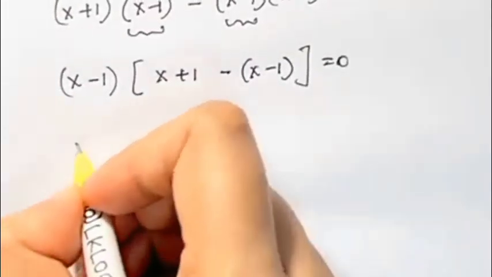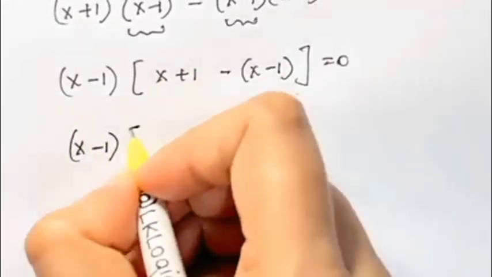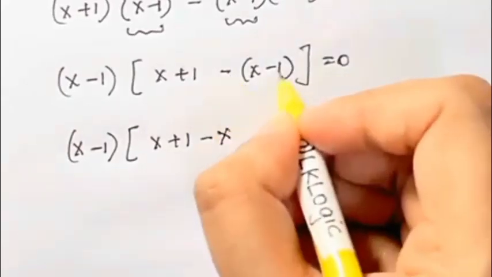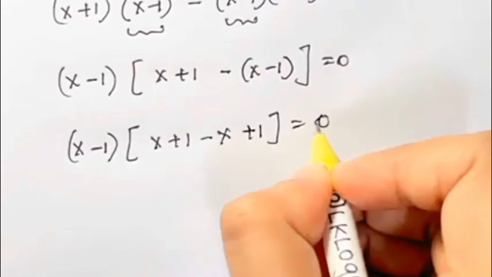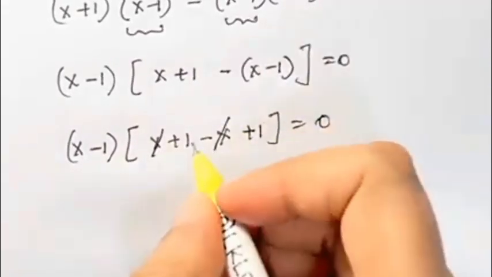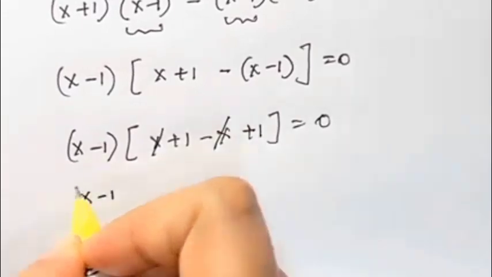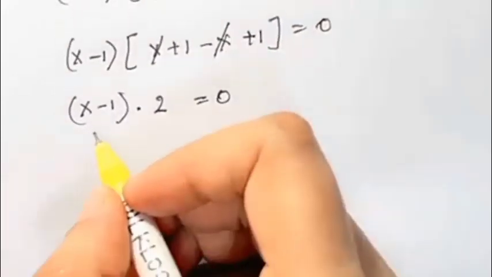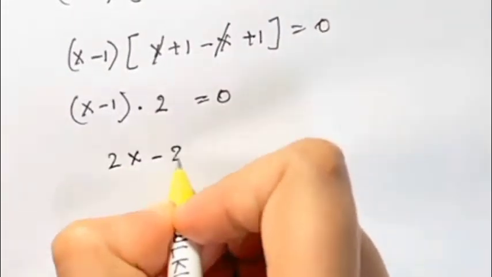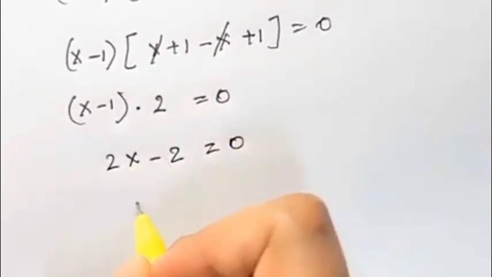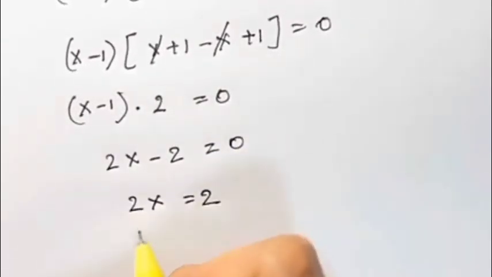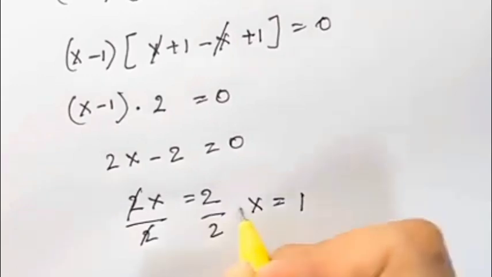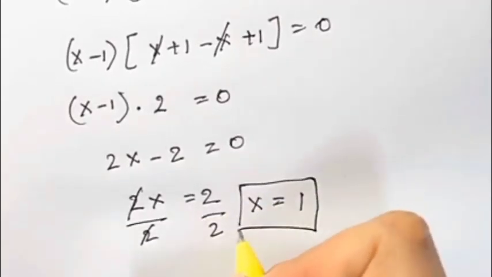Now, (x − 1) times (x + 1) minus into plus minus x, minus into minus plus 1, is equal to 0. Plus x minus x gets cancelled here. You're left with 2. So you have (x − 1) times 2 is equal to 0. We are just going to multiply them. 2x − 2 = 0. When you send it the other side, you have 2x = 2. Divide both sides by 2 to eliminate this 2. So you are left with x = 1. Here you have got the value of x = 1.